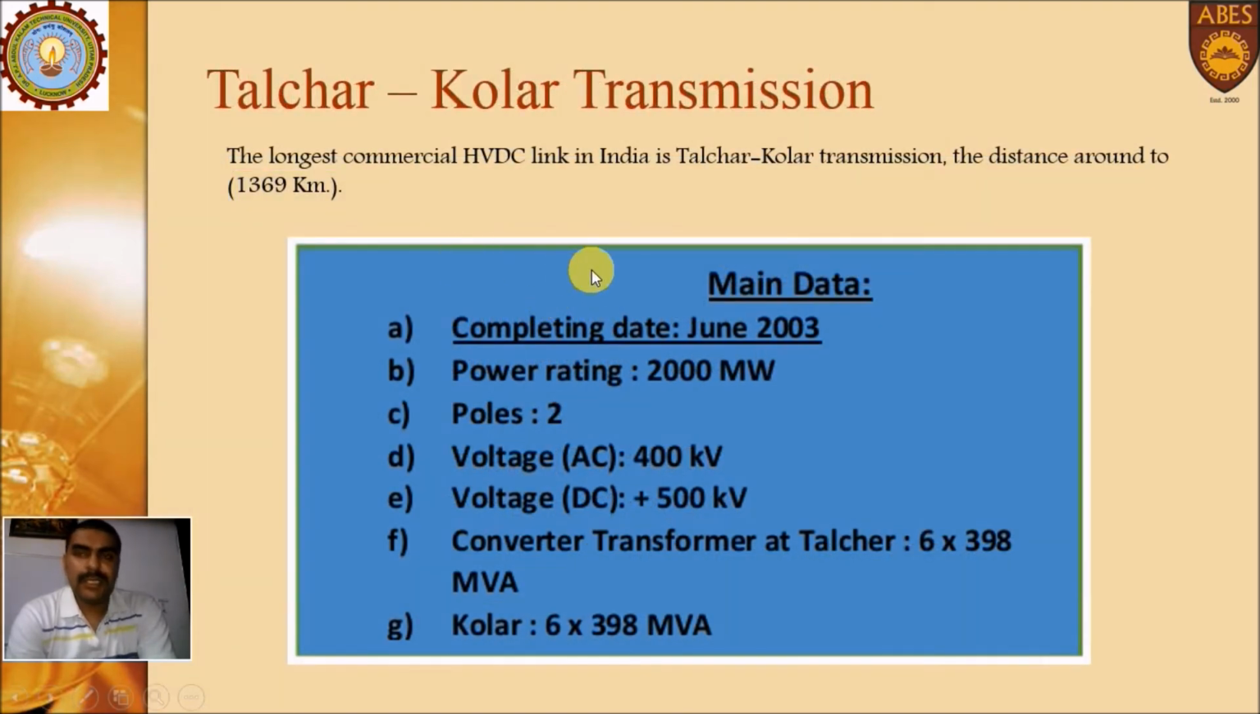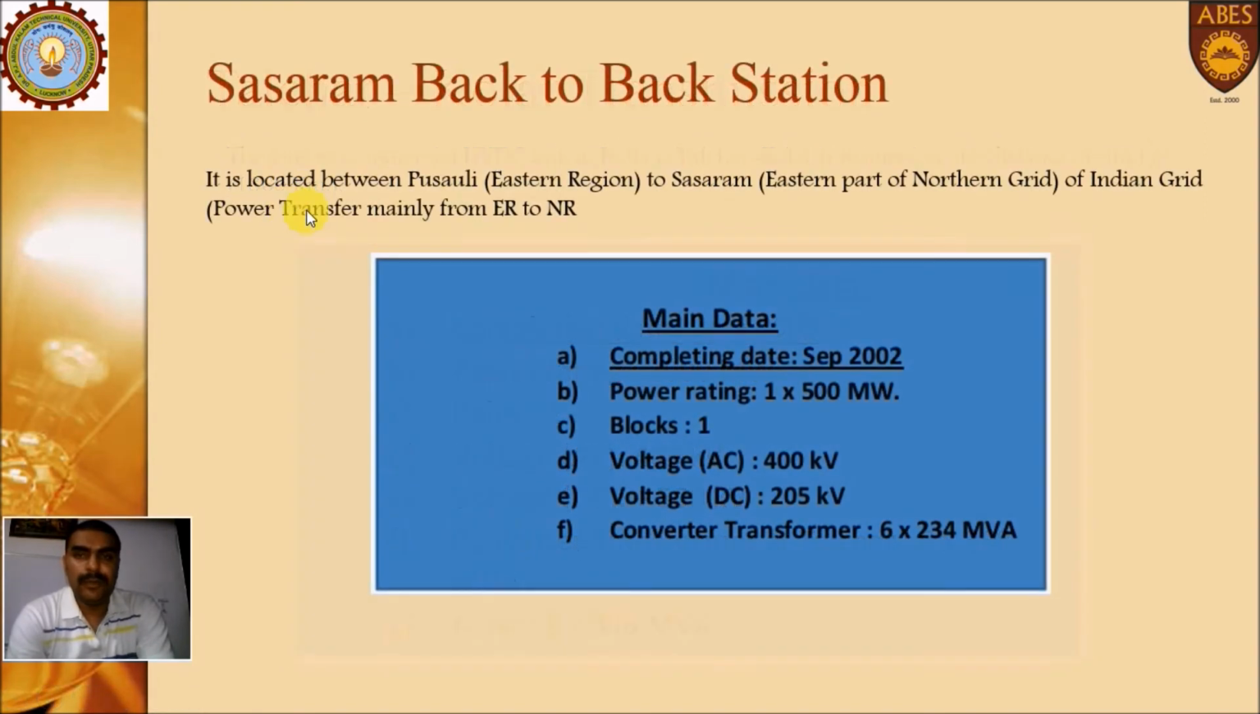Then the Talcher Kolar transmission, it was completed in 2003. The power rating is 2000 megawatt. Two pole, AC side voltage is 400 kV and DC side voltage is 500 kV. The converter transformers are 6 at Talcher with 398 MVA, and similarly at Kolar the same number of converter transformers with the same capacities are also installed. It has the maximum length, 1369 kilometer.